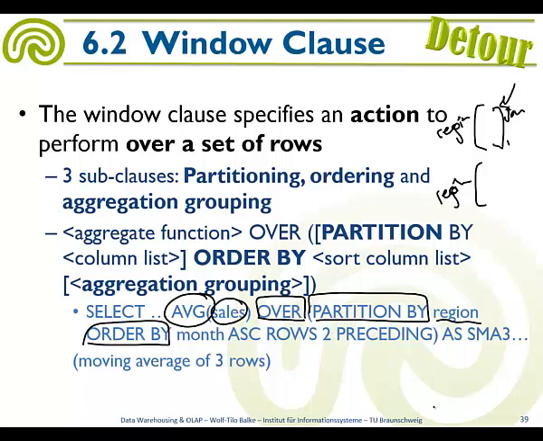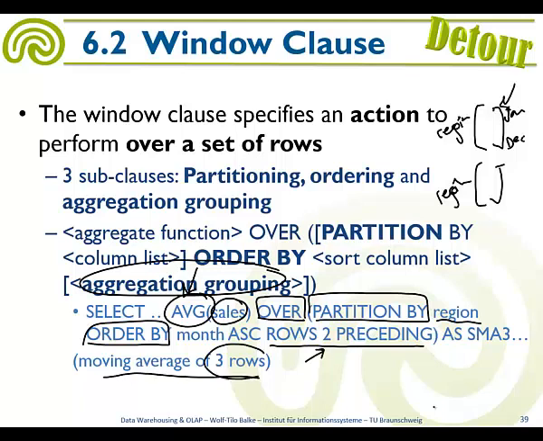So from January till December or so. And then comes the aggregation grouping. And here is the trick for the moving average. You identify the set of rows that you're going to be working on, which this aggregation function works on. This is the current row plus the 2 rows that are preceding the current row. And this means then that you're basically working with 3 rows, so a moving average of 3 rows.